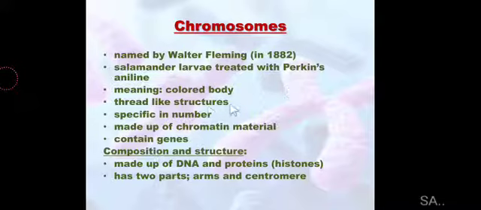So what are the important characteristics of chromosomes? They are thread-like structures. They are specific in number. For example, in case of human beings, Homo sapiens, we have 23 pairs of chromosomes, and this is fixed in every human being. The chromosomes are made up of chromatin material, and they contain genes which bear certain traits for certain characteristics.